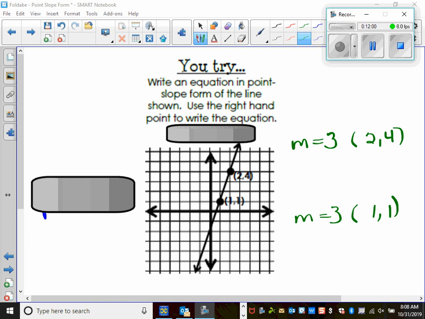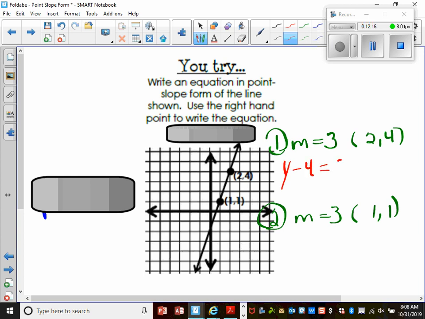All right, so knowing that the slope is 3, who can tell me what the first, we'll call this the first one. Who can tell me the answer for the first one? Okay, amazing. All right, very good. And then for the second one, we will have what?